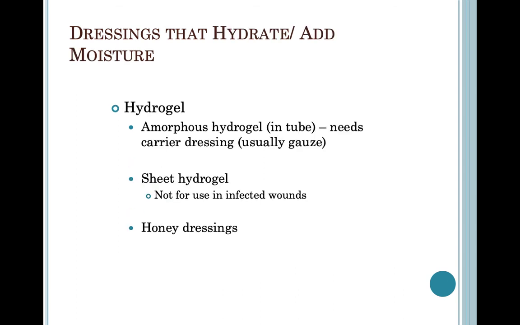Some types of dressings that hydrate and add moisture include hydrogels and honey. Hydrogels come in two types. There's an amorphous hydrogel that usually comes in a tube. It's a gel, obviously, because it's called hydrogel, right? It comes in a tube, and you can squeeze it out onto a piece of gauze and place that into the wound. And then a sheet hydrogel is just like it sounds. It almost looks like thick, clear contact paper. It's sort of rubbery, but it feels wet, and it's very soothing, especially for superficial burns and often used in abrasions.